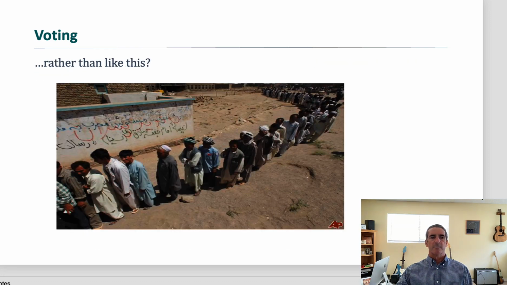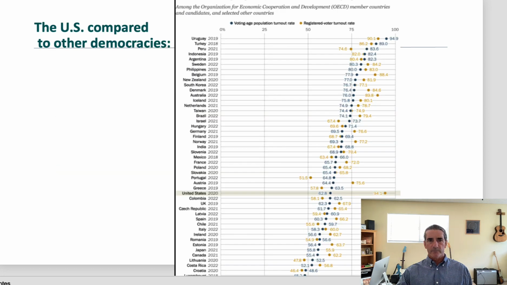But if you don't believe a couple of pictures, here's some actual data on that point. This is U.S. voter turnout rates compared to other democratic nations. Here's the United States in the bolded line down here in the bottom third of this list of countries. And our turnout in our highest election here is shown to be at about 62.3%. And that is in the 2020 election, by the way.